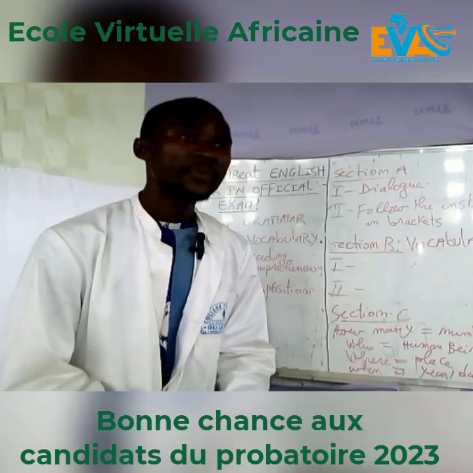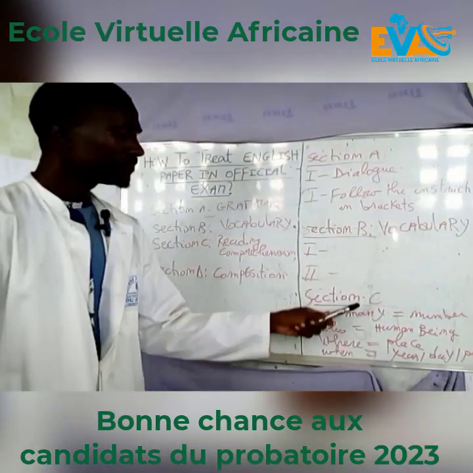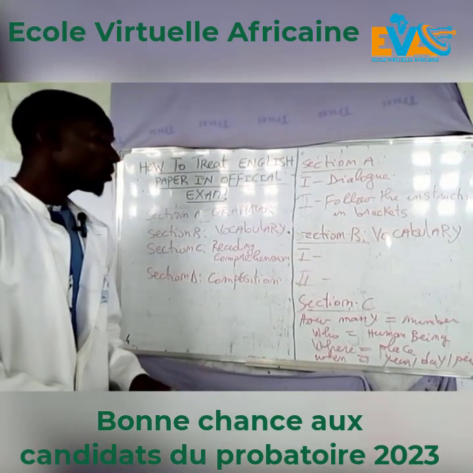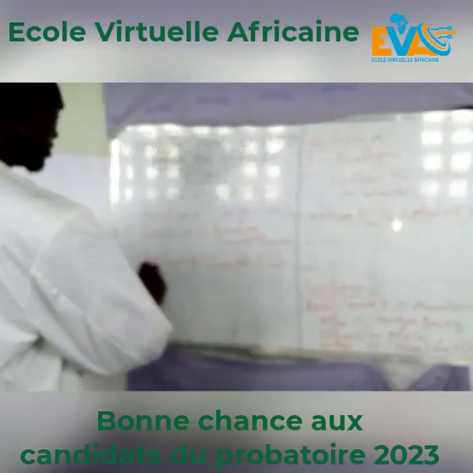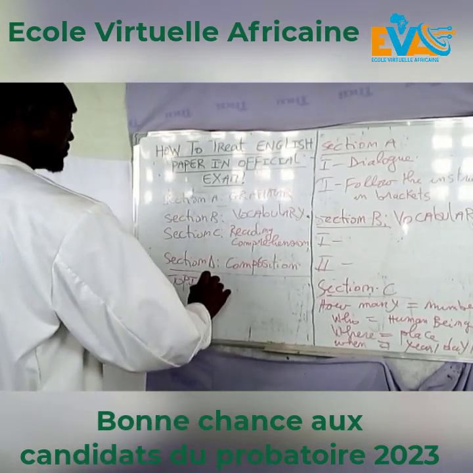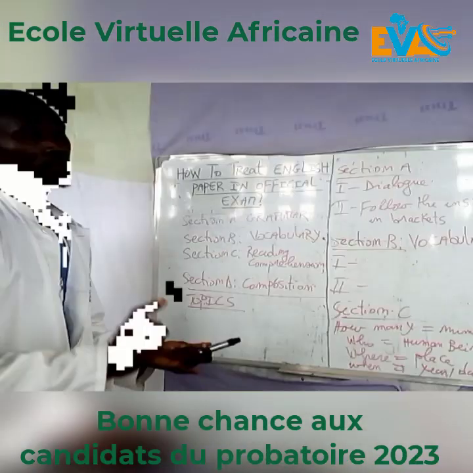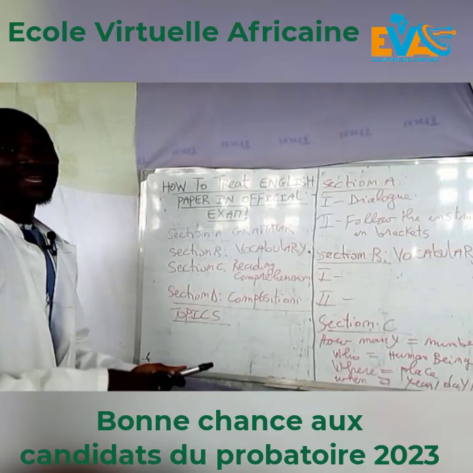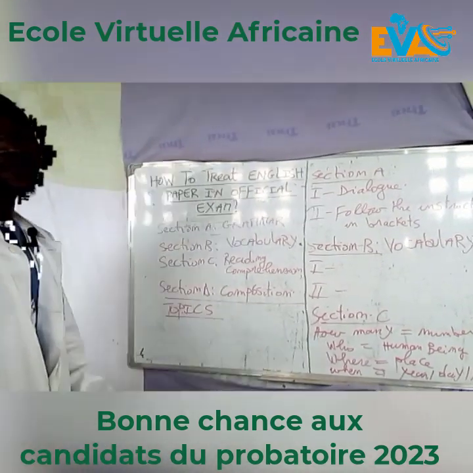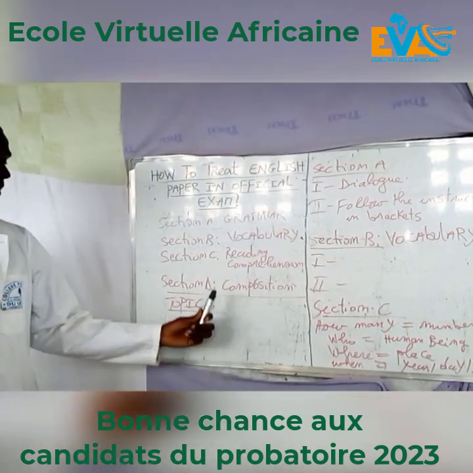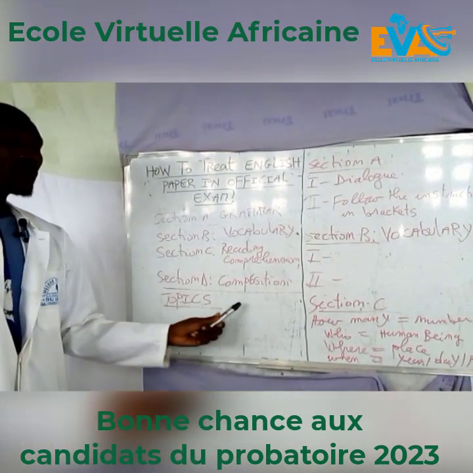Then when you have section D, which is composition, in the composition now we have topics. Because during the academic year, you are taught in class how to write or to produce formal and informal letters, speeches, articles, argumentative essay. Now at this level, a student is supposed to put into practice the methodology.